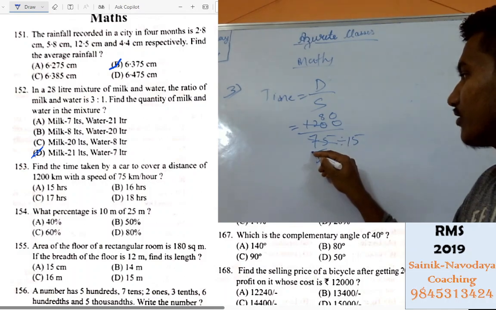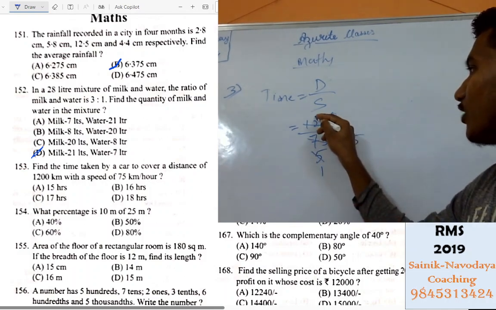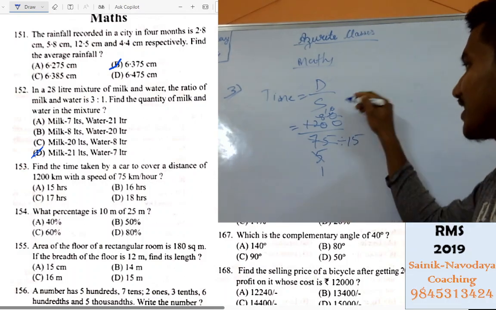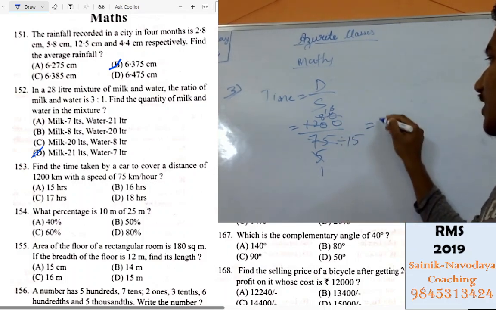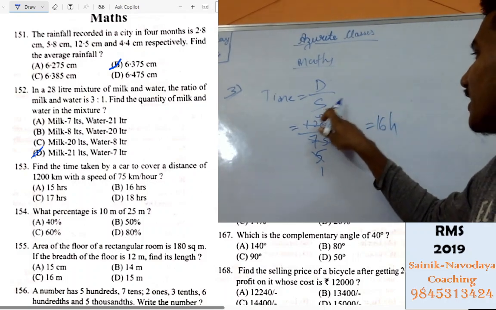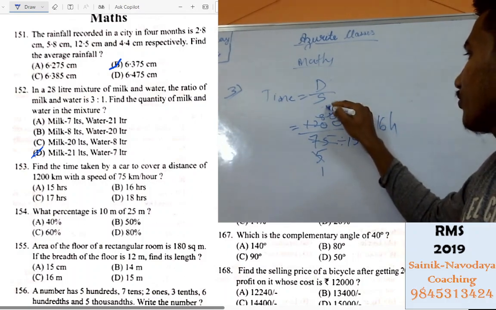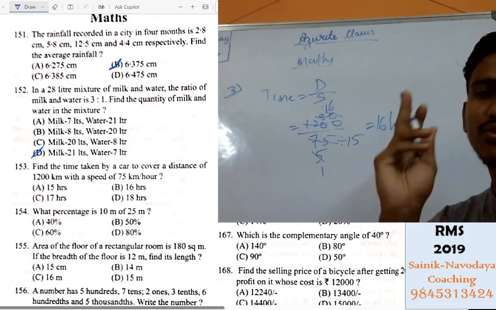So now you divide with the 5 table. 5 ones are 5, 5 3s are 15, 5 6s are 30, right? So 16 hours will be the answer. How much will be the answer? 16 hours. Okay, so if you divide it, 16 hours. So how do you find the time?